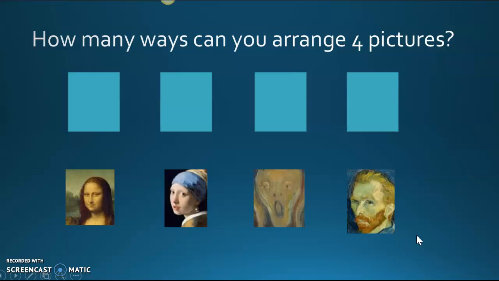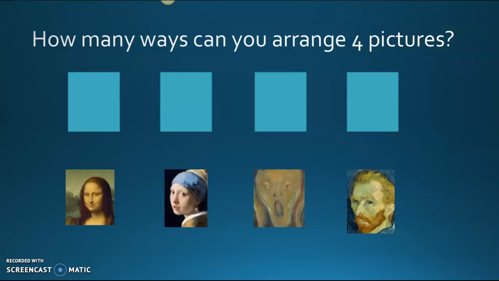How many ways can you arrange 4 pictures? This is a typical type of probability question. How many ways can you arrange this? How many different batting orders can you have for your baseball team? Or how many different pitching orders can you have for your starting pitchers? How many ways can you arrange things? How many ways can people line up? Those are all questions that have to do with what we call permutations.